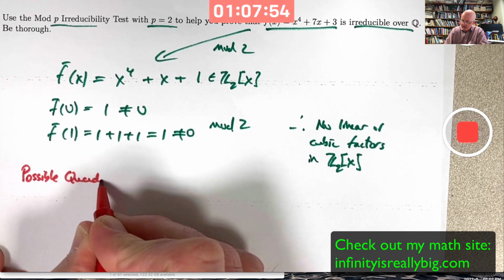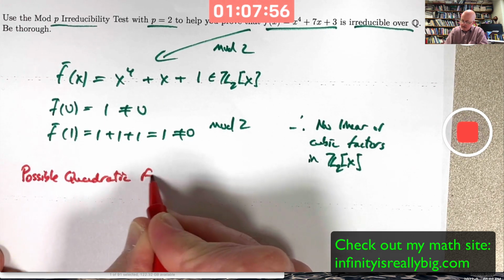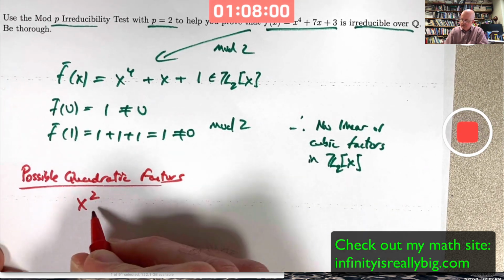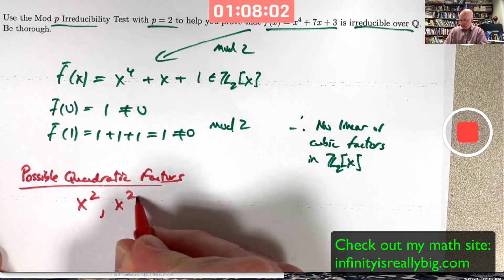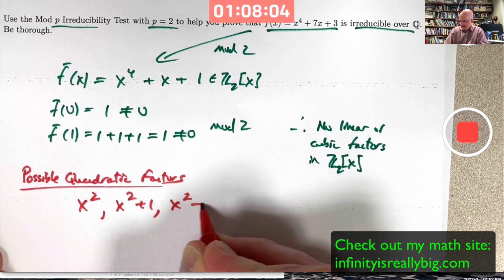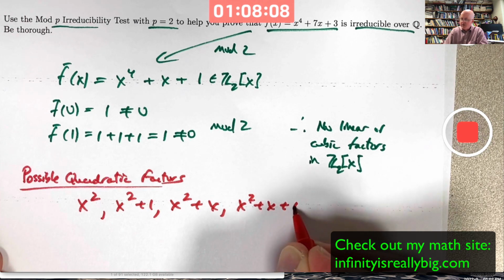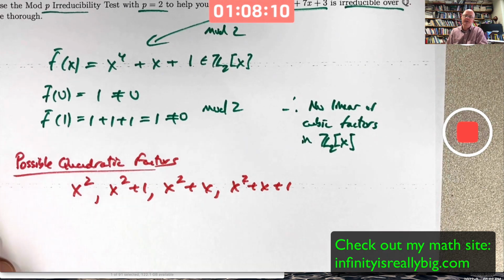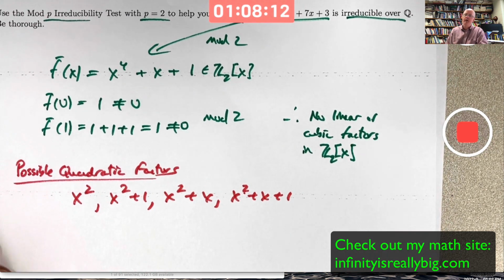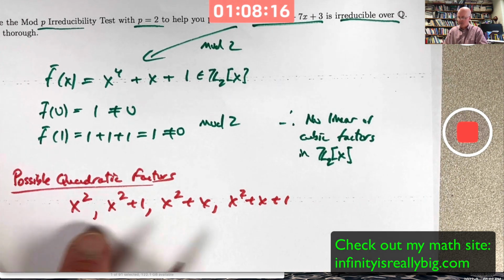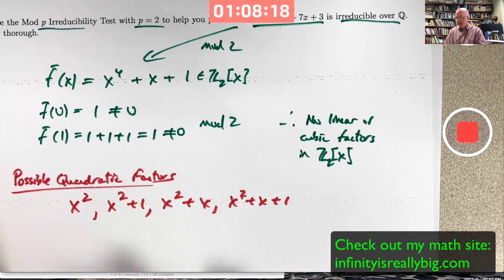Possible quadratic factors include x squared plus 1, x squared plus x, and x squared plus x plus 1. There are no others. There's only 4 possibilities here because the coefficients are either all 0 or 1, and these have to be quadratic. So the x squared terms have to be there in each case.